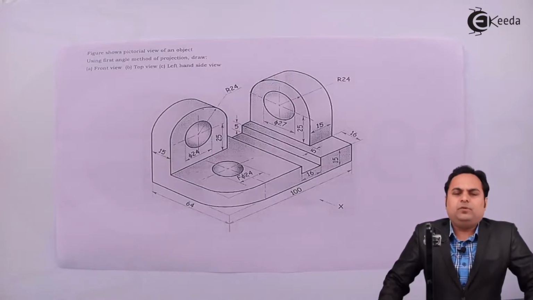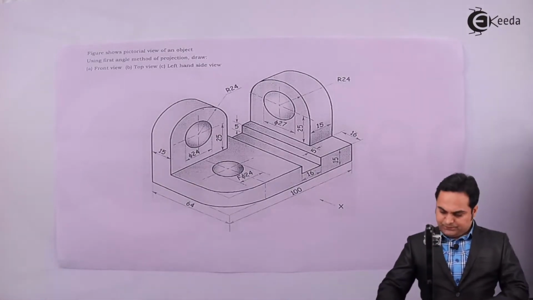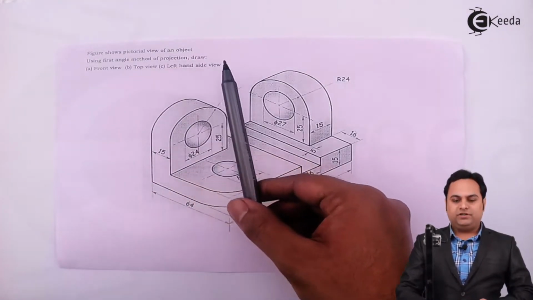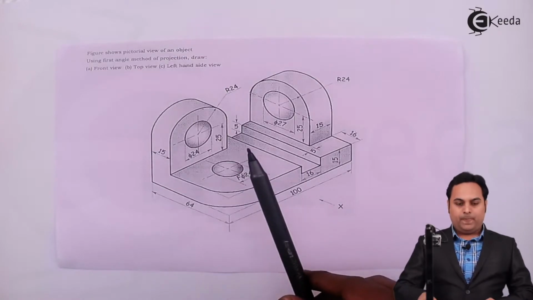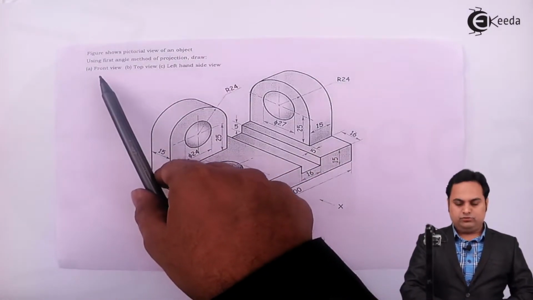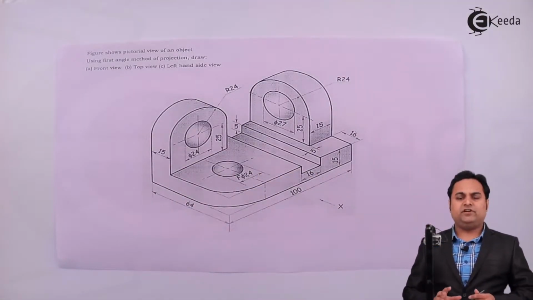We are going to see a problem on orthographic projections. For that, here we have a question. Figure shows pictorial view of an object. A diagram is given to us. Using first angle method of projection, draw front view, top view and left hand side view. So this is the question in front of us.